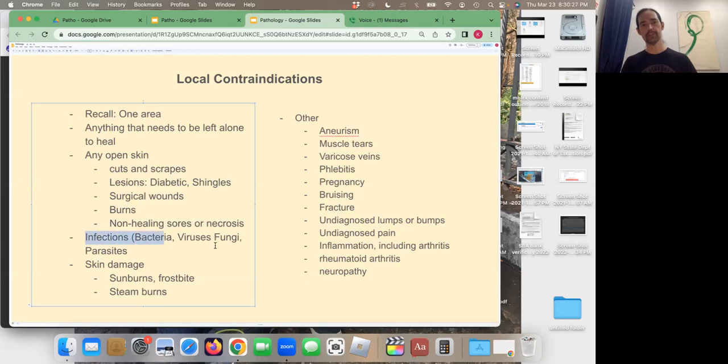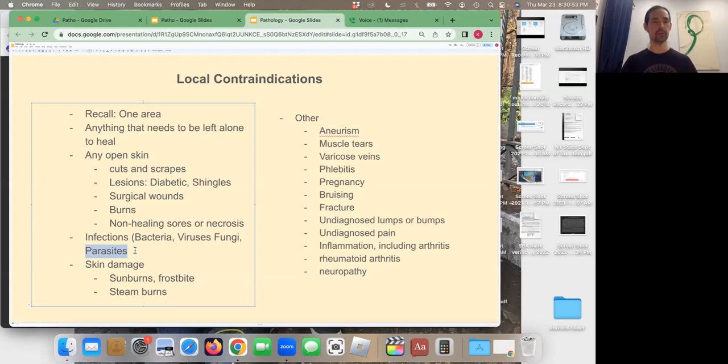Okay, so infections. Here's infections again. That's bacteria and viruses. It's also fungal infections. So tinea, athlete's foot. Maybe somebody has fungus on their skin. You don't have to really be too familiar with that. Clinically, most people know if they have a fungus. If they do, they'll probably tell you if they want an area worked on.